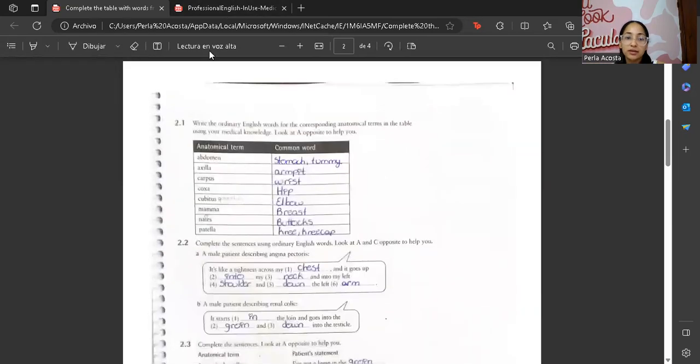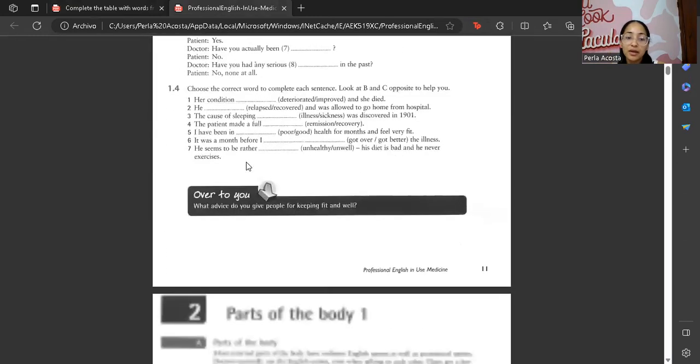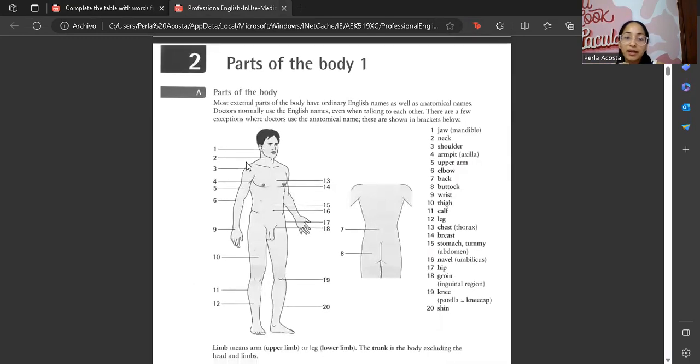Okay, we finished with the first chapter. Okay, the chapter number 2. Parts of the body, number 1. Okay, parts of the body. Most external parts of the body have ordinary English names as well as anatomical names. Doctors normally use the English names even when talking to each other. There are a few exceptions where doctors use the anatomical name. These are shown in brackets below.